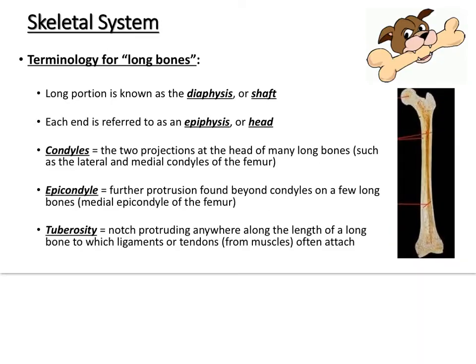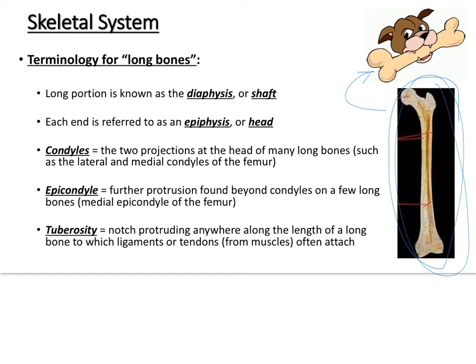Now, if we look at a long bone, like this femur here, this is your thigh bone, the upper leg. Long bones are the ones that sort of look like dog bones. You don't really have any bones that look exactly like this, but this concept is sort of from the long bones.